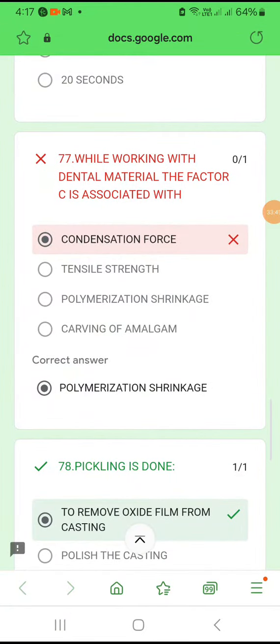So one more correction is there. While working with dental materials, the C-factor is associated with polymerization shrinkage, not condensation force. Okay, it is concerned with polymerization shrinkage.